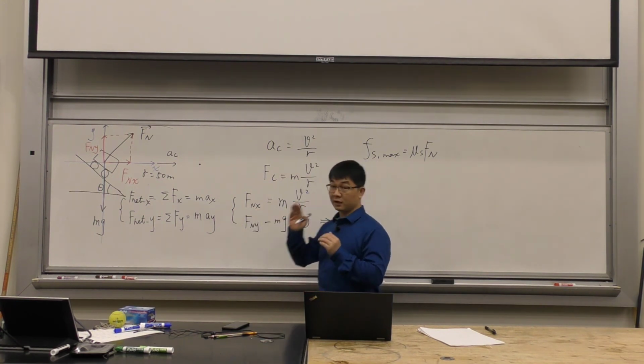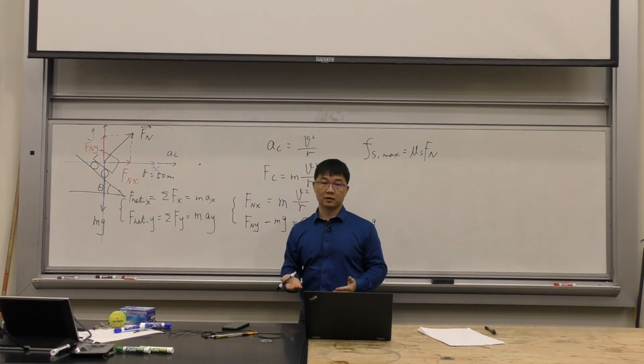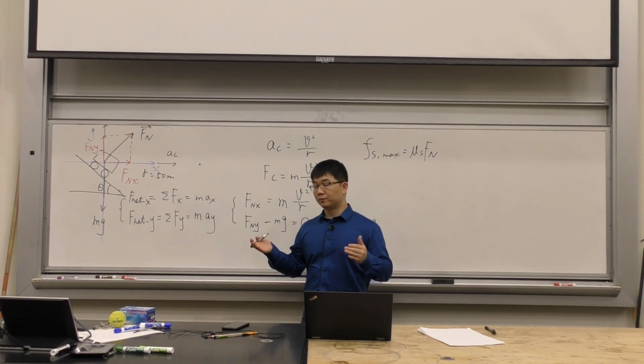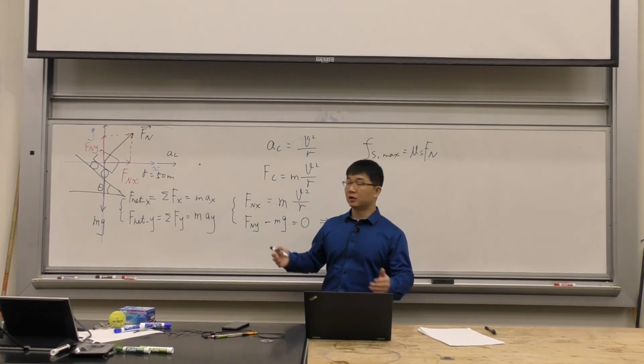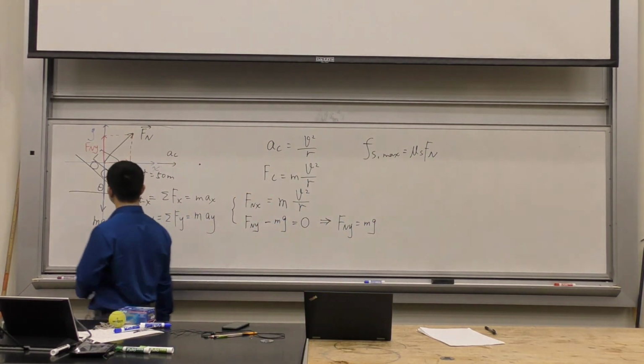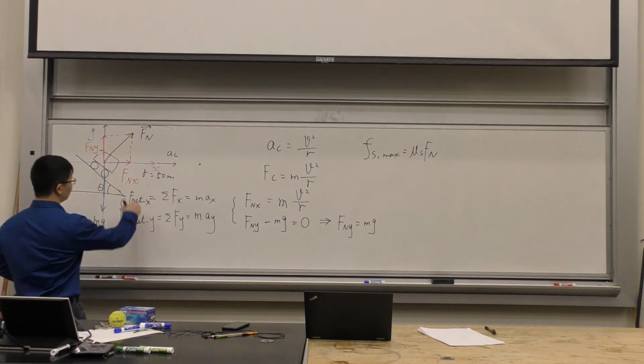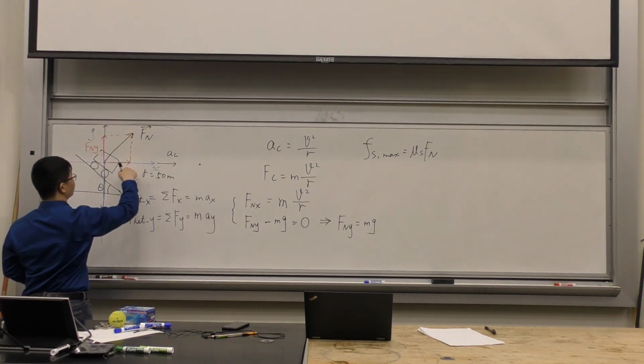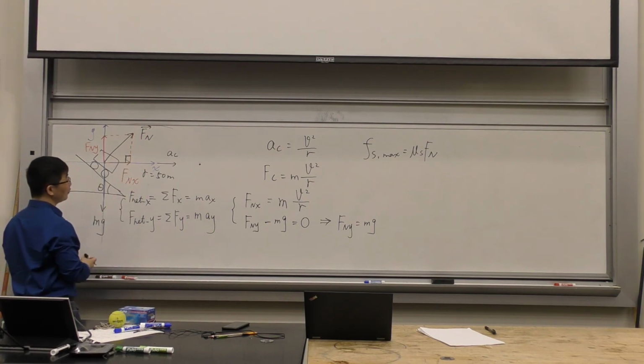But Ny and Nx are definitely connected, right? They are just x and y components of the same force. So there must be some connection between them. So let's see how I can find the connection between them. So this is Nx. This is going to be Ny if I look at this right triangle. So if I have an angle in this right triangle, I can definitely connect them.